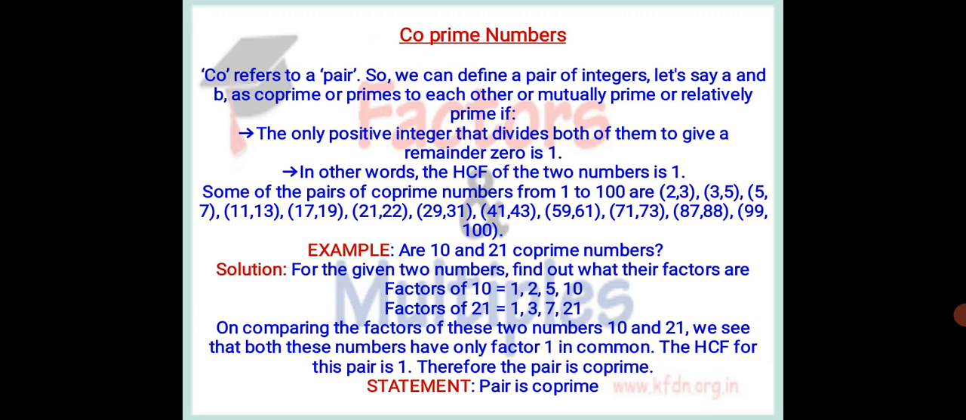On comparing the factors of these two numbers, 10 and 21, we see that both these numbers have only the factor 1 in common. Isn't it? No other common numbers are there. Then the HCF for the pair is 1. Therefore, the pair is co-prime.